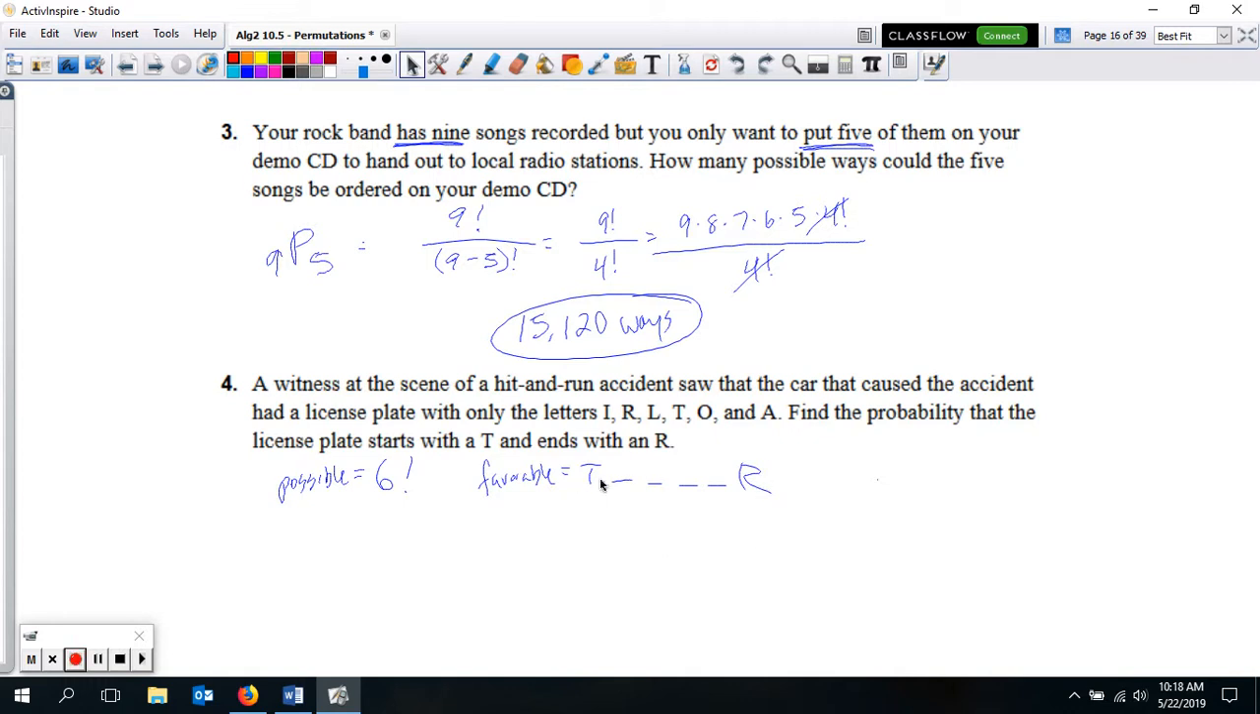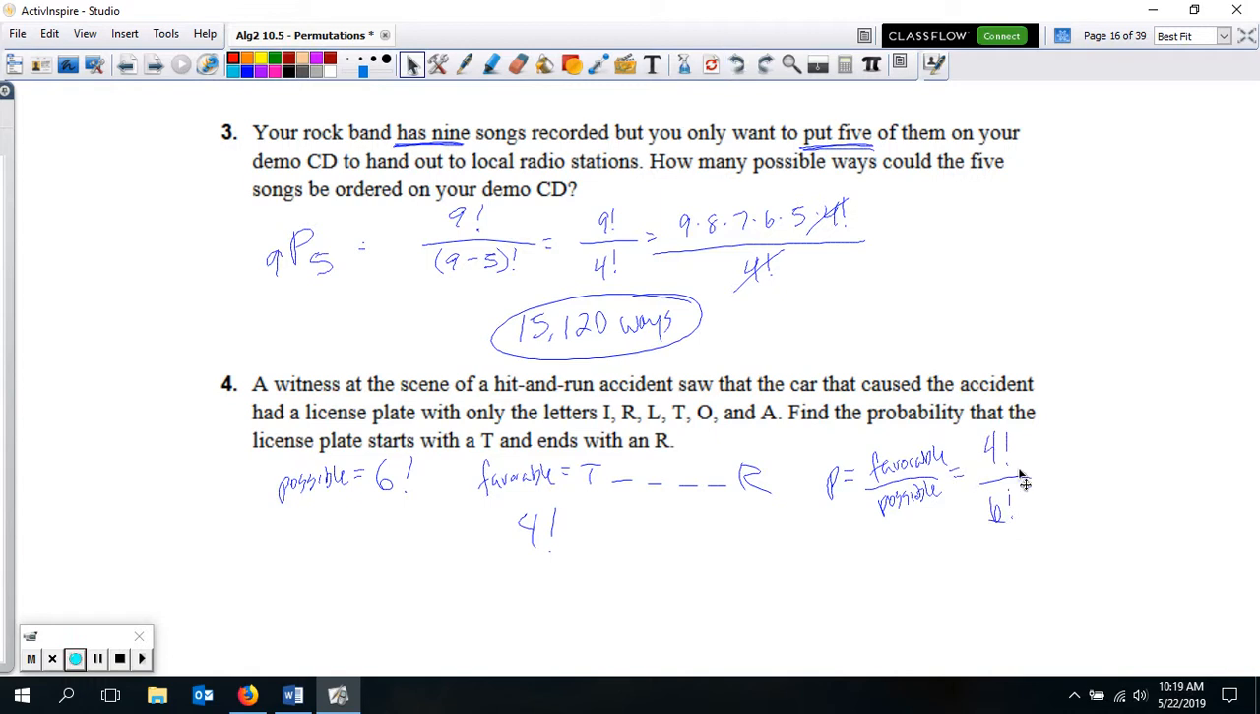So what we want to think here is that there are 4 letters to pick from for this one. For this one, there's 4 letters left. Then there's 3 letters left, 2 letters left, 1 letter left. That's a 4 factorial right there. So the favorable is 4 factorial. So it's always favorable over possible. The P for probability is always favorable over possible. So it's going to be 4 factorial over 6 factorial.